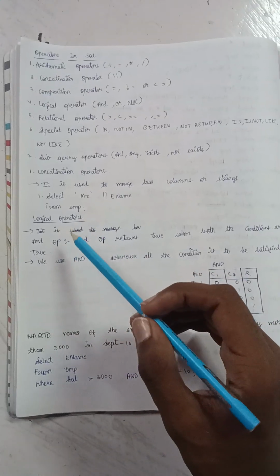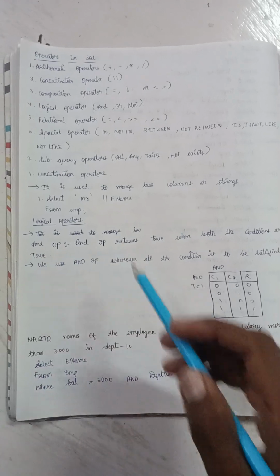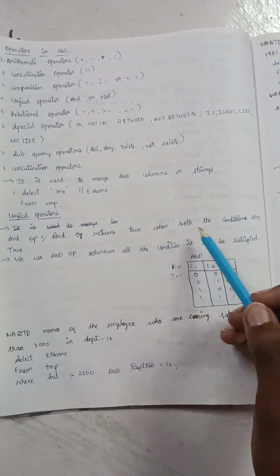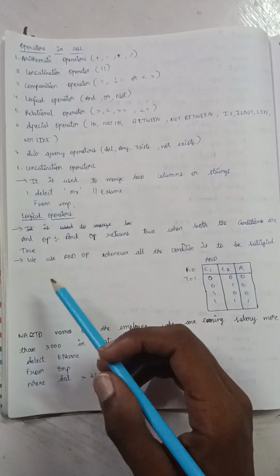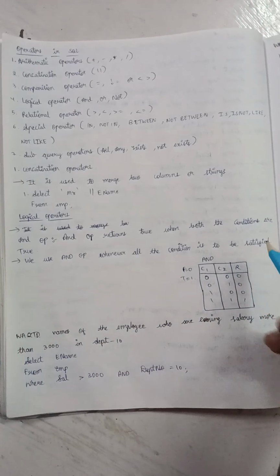And the logical operators, first of all I want to discuss the and operator. And operator returns true when both the conditions are true. We use and operator whenever all the conditions are to be satisfied.